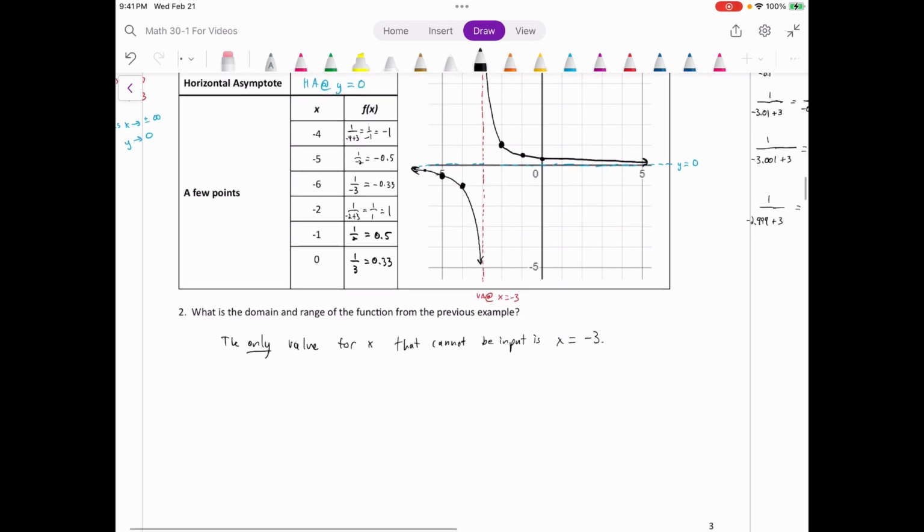So what's our domain? Well, there's just one thing to say. It's the set of all x's such that x does not equal -3. But other than that, x can be any real number.